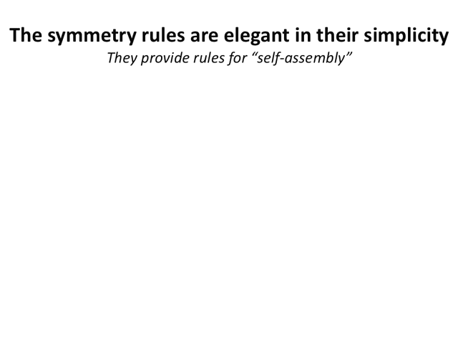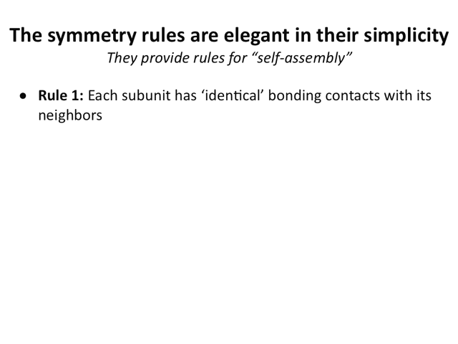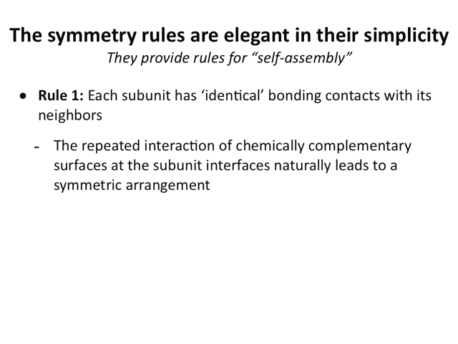So the symmetry rules provide the rules for self-assembly of particles. And here they are. Rule 1: each subunit, remember, a subunit is a protein, has identical bonding contacts with its neighbors. This isn't quite correct, but it's close enough for this point in the story. The repeated interaction of complementary surfaces at the subunit interface naturally leads to a symmetric arrangement. So again, the proteins, the subunits of a virus, are repeated. They interact with each other in very similar ways. That gives you a symmetrical arrangement.